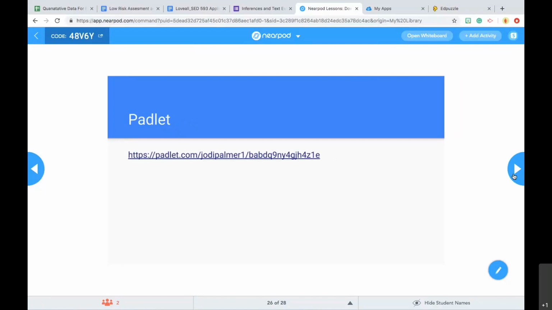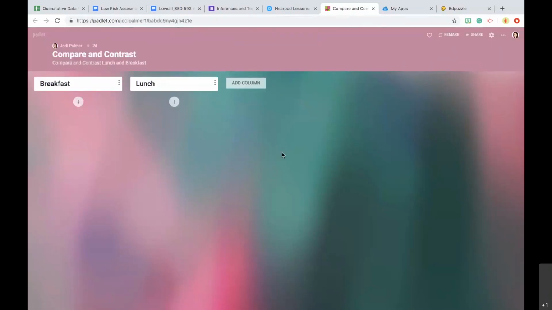All right, so we have a Padlet here. So we're going to go ahead, jump into that Padlet, and you guys are going to start practicing comparing and contrasting. So of course, I know how much you guys love food, so I figured why not compare and contrast breakfast and lunch? What is similar? What is different about breakfast and lunch?